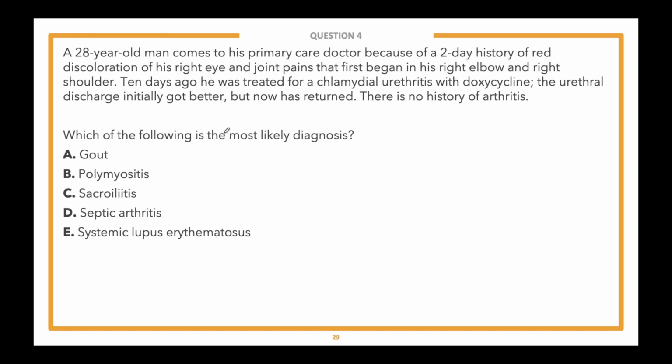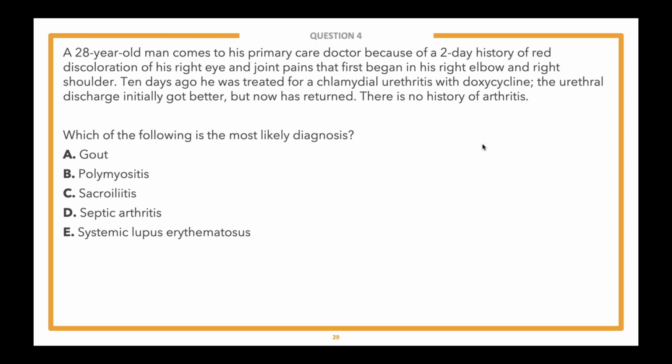Answer choice B, polymyositis. So polymyositis, like dermatomyositis, you can have symmetric muscle weakness, okay? But this patient, if they are having pain or weakness in their proximal extremities, it would be symmetric and bilateral, not just on the right side, okay?